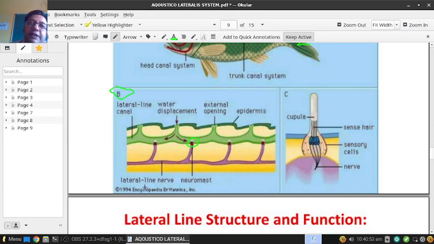Can you see? Small. So basically, with any water displacement, any water movement, water is going to enter into this. And the moment it enters, it stimulates the neuromast. If you look at C, the structure of the neuromast, you have a sensory cupula coming, and below that the sense hair is there, attached to the nerves, and the nerves will convey the information. So this is basically the basics of a lateral line system.